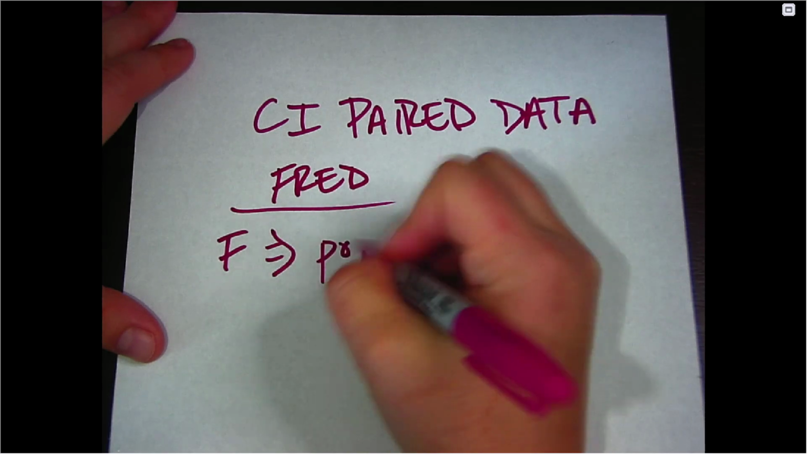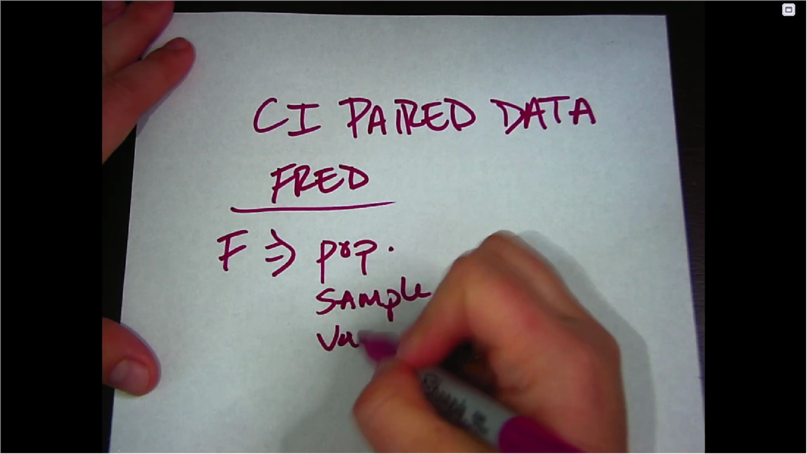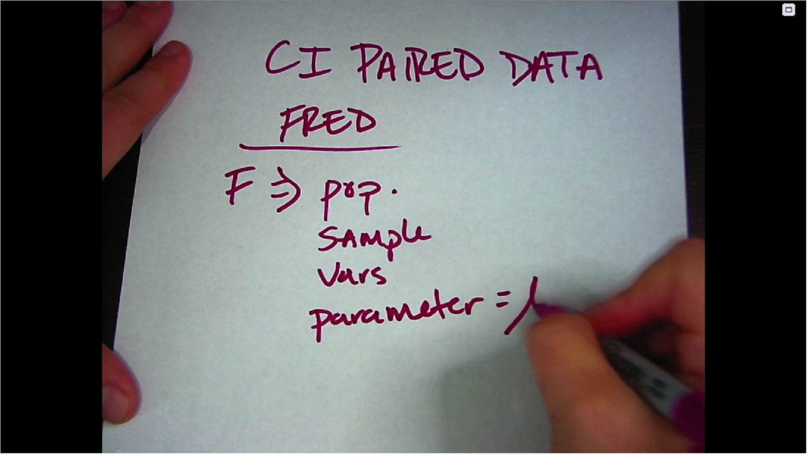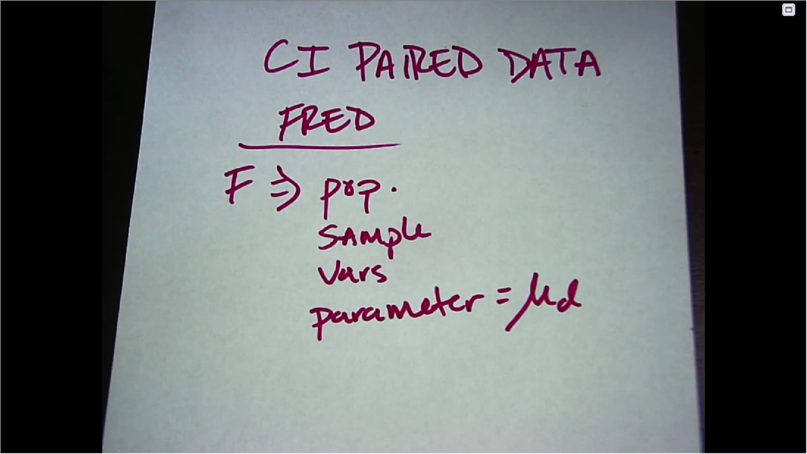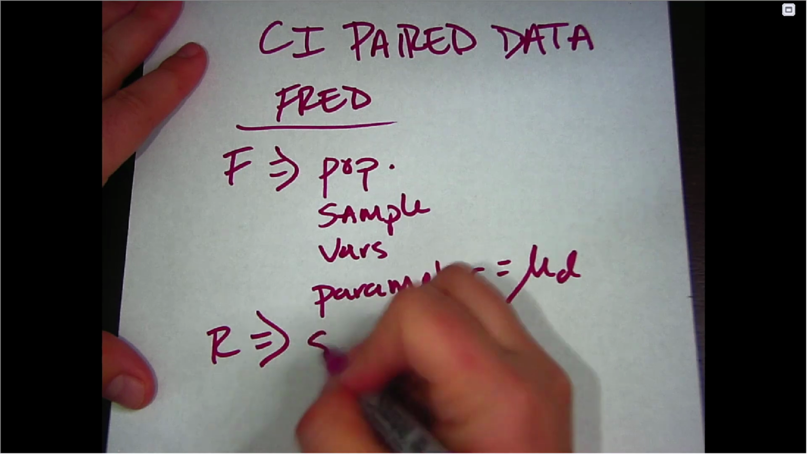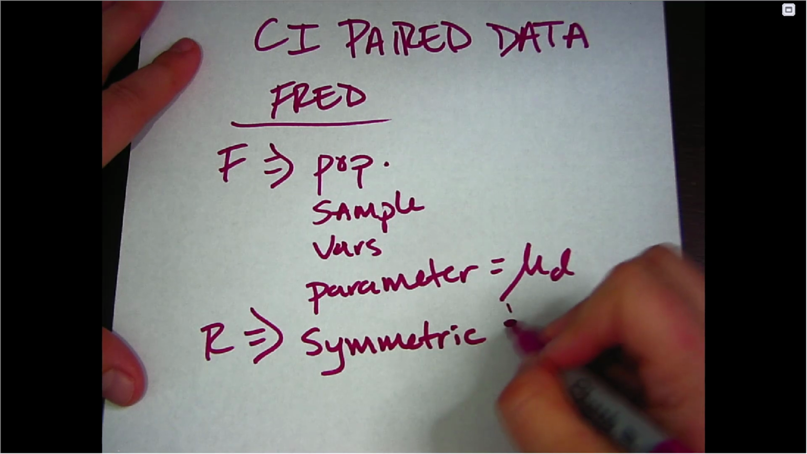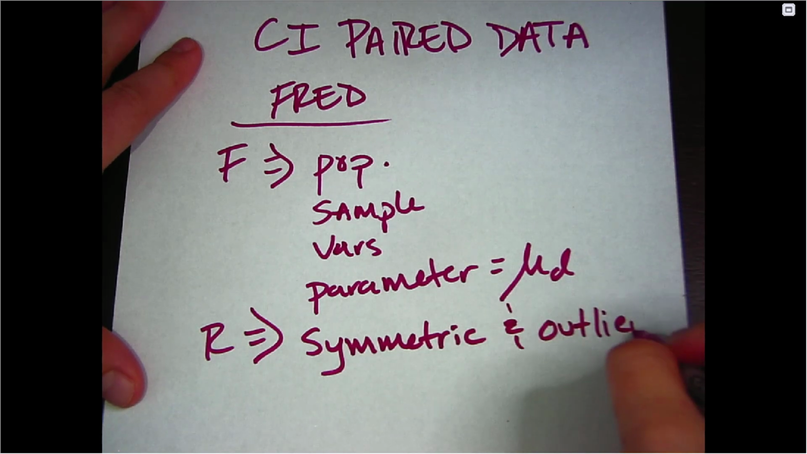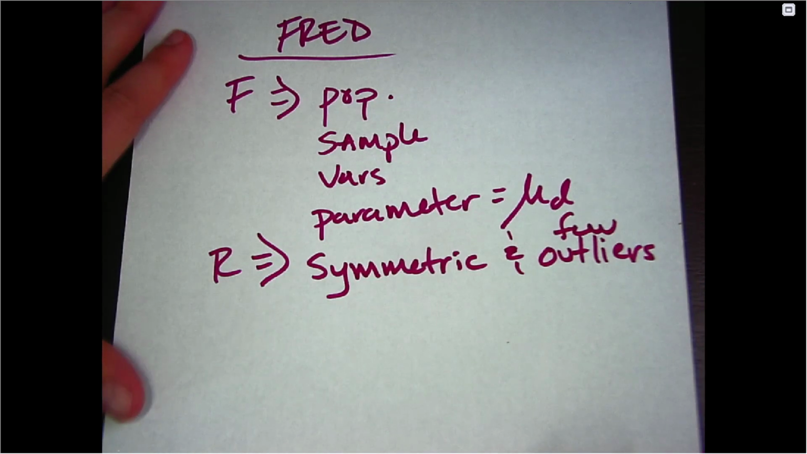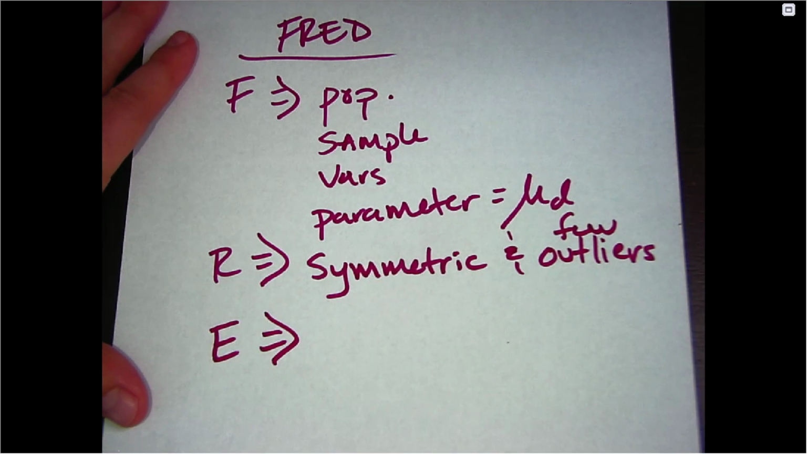For formulating the problem, we'll state the population, the sample, the variables, and then our parameter of interest, which for these problems is going to be mu sub d. Now we've practiced that in the hypothesis testing video, so I'm not going to go over that here. We also have reviewed conditions where we said that we need to have data that's fairly symmetric and not greatly skewed and few outliers given the size of the data set. So a larger sample size can handle more outliers, smaller sample sizes can handle fewer outliers.